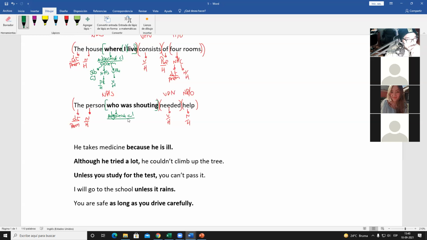The person needed help. The person who was shouting needed help. I think who was shouting is the defining person, right? Therefore, I believe you can't erase it. Okay, was shouting. This is the verb phrase and this is the subject. So just choose two things. This is the noun phrase subject made out of the pronoun head. And then we have the verb phrase verb made out of was and then shouting. And that's it.